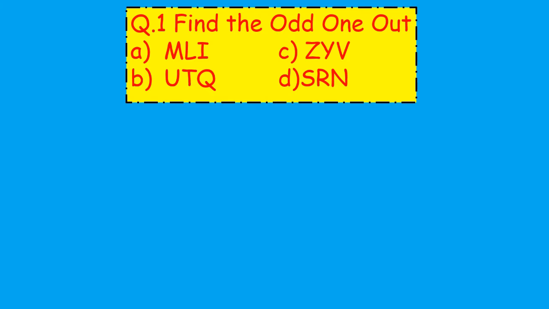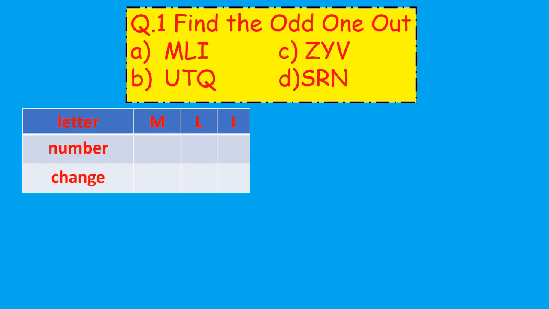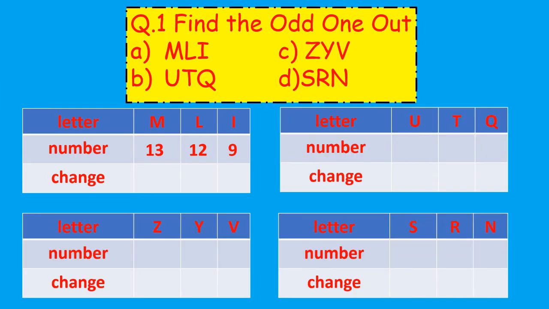So at first we arrange them in a table like this, in which we take the rows as letter, number and change, and we have 4 columns. In the topmost row we write the letters. In the second row we write the corresponding number of that letter, assuming A equals to 1, B equals to 2, C equals to 3, so on till Z equals to 26. So for M we have 13, L we have 12, and I we have 9. Similarly, we will make tables for the rest of the options and write the number corresponding to them below.